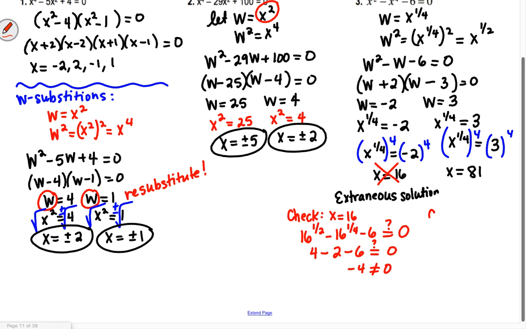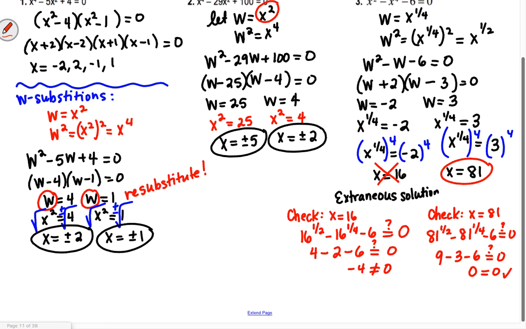But if I check x equals 81, and I plug it in, I have 81 to the 1/2 minus 81 to the 1/4 minus 6 equals 0. And that one does work because this is 9 minus 3 minus 6, and that does equal 0. So 81 works. Okay, if you are smart enough to figure this out, you guys can do this without the check step. I will let you on your homework.